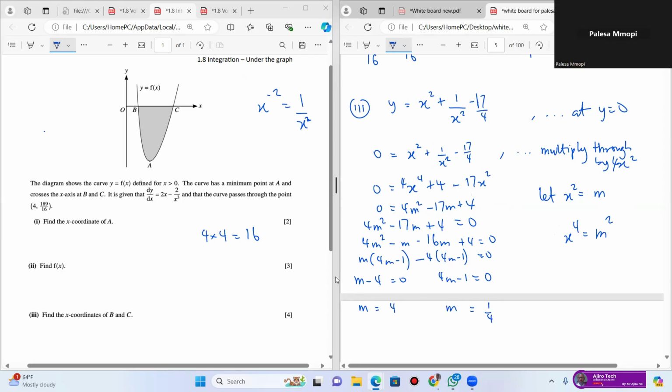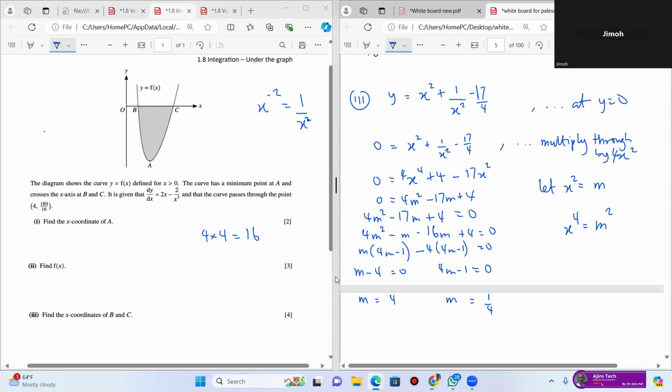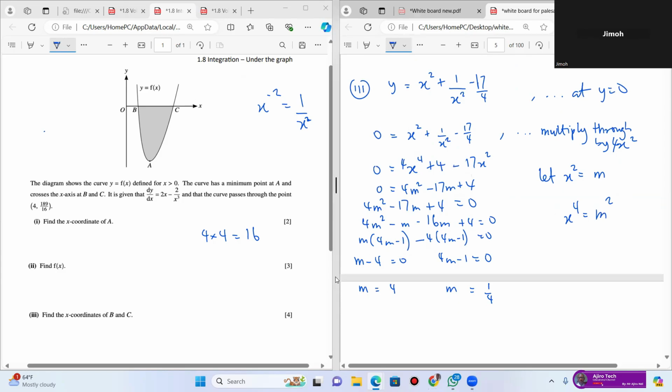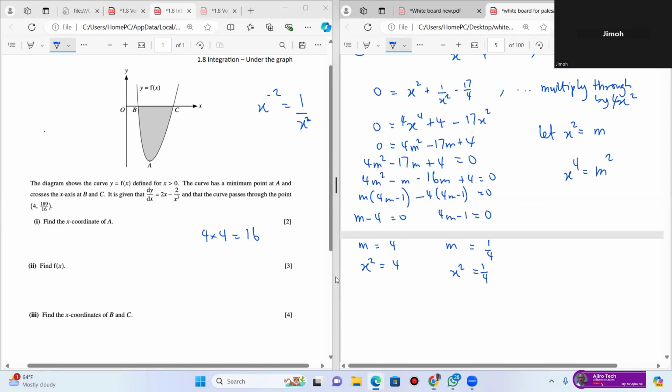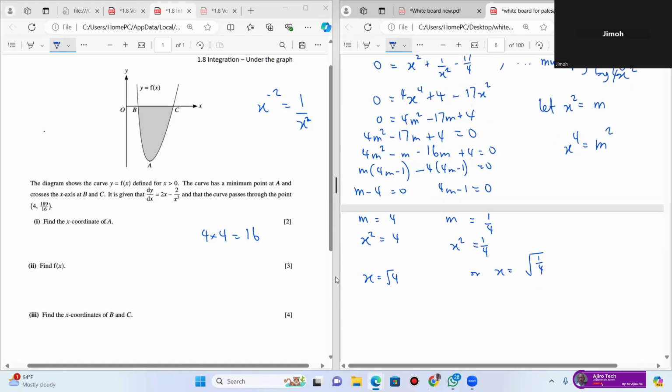And what is x? So x squared is m. So now x squared is 4, or x squared is 1 over 4. So in this case, x becomes square root of 4, or x becomes square root of 1 over 4. Since x is greater than 0, it's supposed to be plus or minus 2, but I want to remove the negative because we have been told already that x is greater than 0, right? Good. So it is 2 here, it is half here.